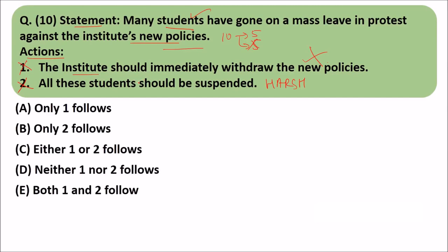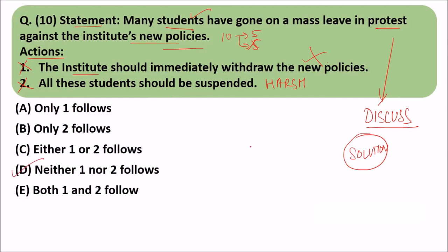A logical action might be that the students who have gone on protest might be asked to sit down and discuss their demands. What is it that they want, what is it that they don't want, and then you can come to a solution. So this can be a better option, but that is not a solution given over here. So out of the two actions, none of them are useful, so neither one nor two follows.